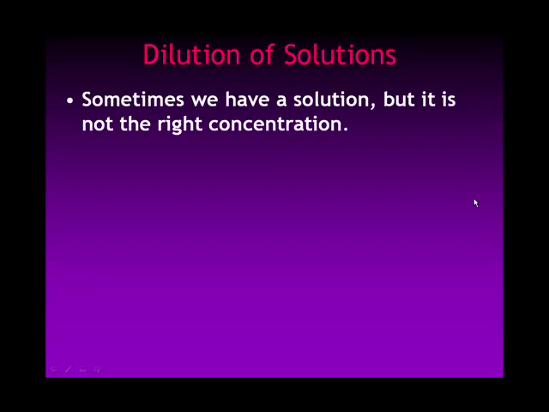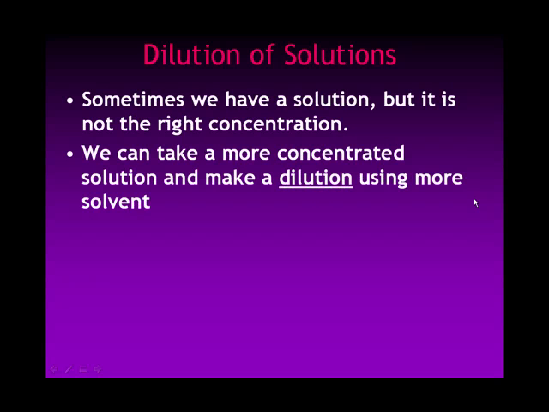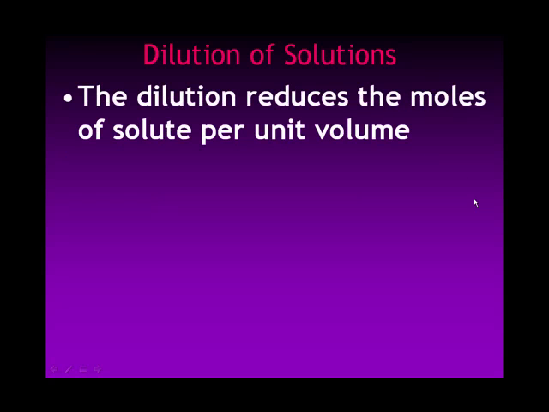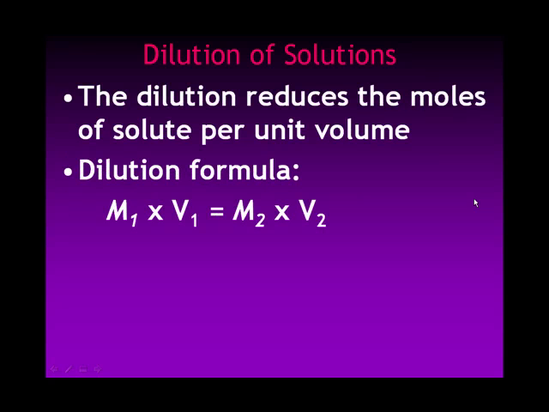So sometimes we have a solution, but it is not the concentration we are looking for. We can take a more concentrated solution and make a dilution by using more solvent. This is what you do when you buy those frozen juice concentrates at the store. You take the concentrate, you defrost it, put it in a container, and then you add water. You dilute it to the concentration you like to drink it at. So what happens is the dilution reduces the moles of solute per unit of volume. And here's your formula. M1 times V1 equals M2 times V2. Or simply, we just write M1 V1 equals M2 V2.